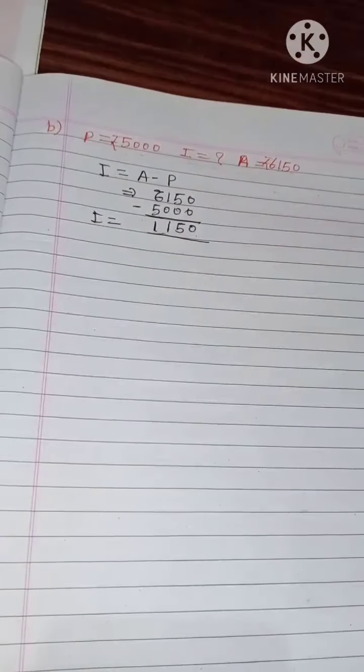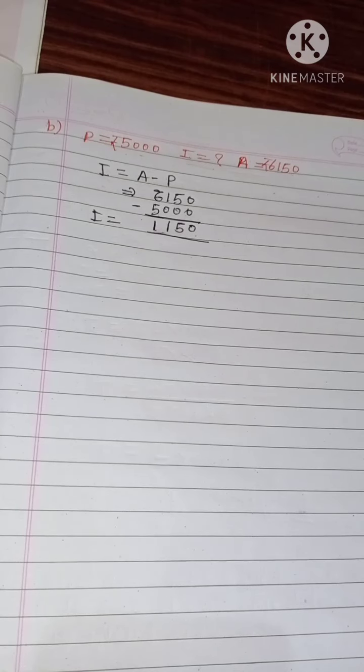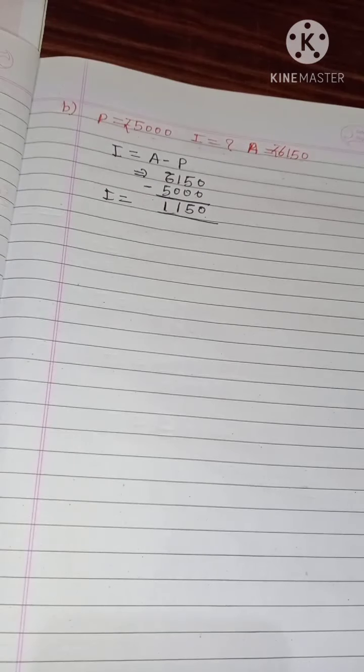So in this way in question number 5, somewhere you have to find interest, somewhere principal, somewhere amount. So the rest of the part of this question you just perform yourself. Okay, and then we are proceeding to question number 6 now.